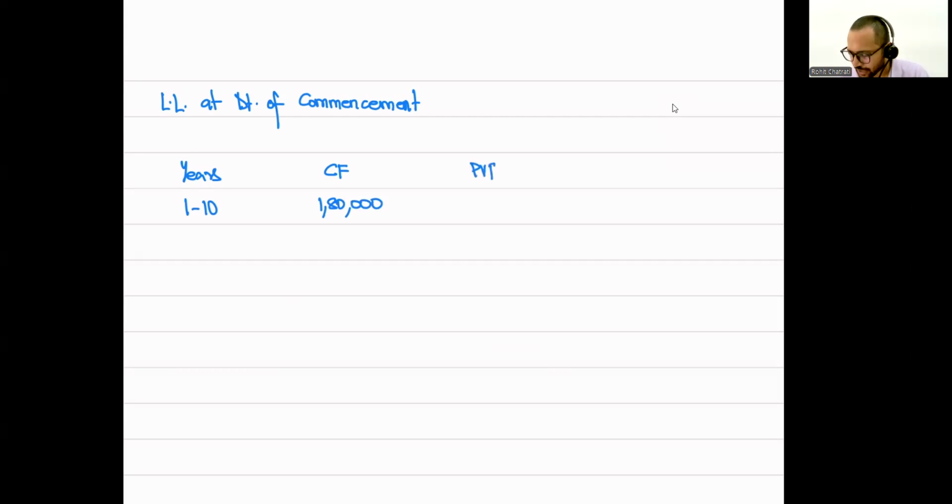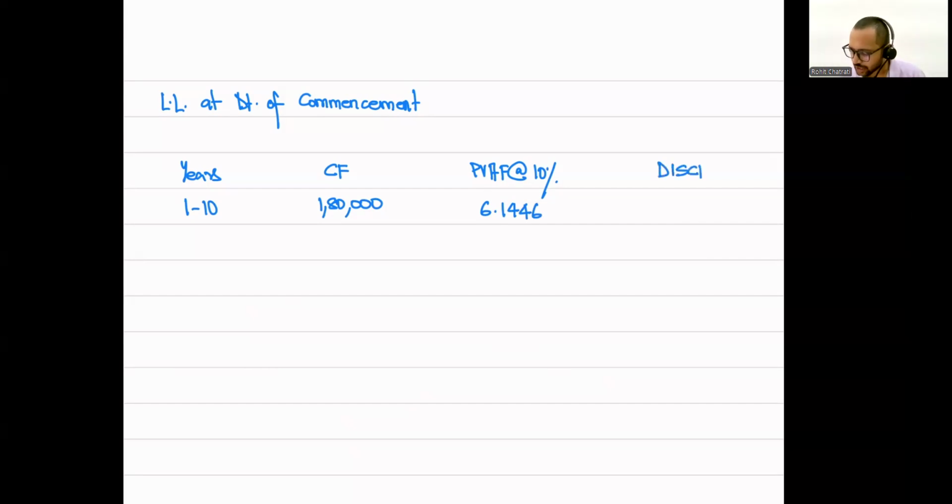So we will actually have lease liability at the date of commencement. Lease liability at date of commencement will be calculated. We have got years, which we'll have as 1 to 10 because it's a 10-year lease. We'll have cash flow, which is equal to 1,80,000. I have present value annuity factor that I will actually calculate at 10 percentage. 10% is the incremental borrowing rate on the date of commencement of lease. So I will calculate the present value annuity factor at 10 percentage. That is going to be equal to 6.1446.